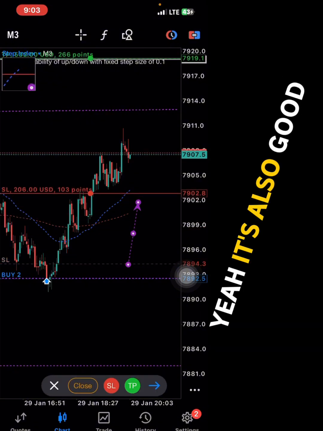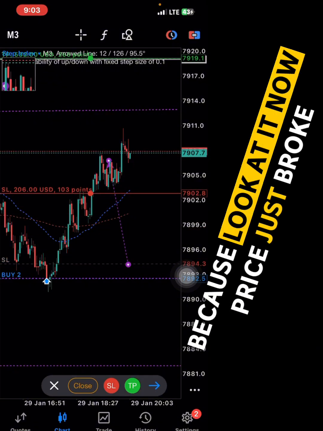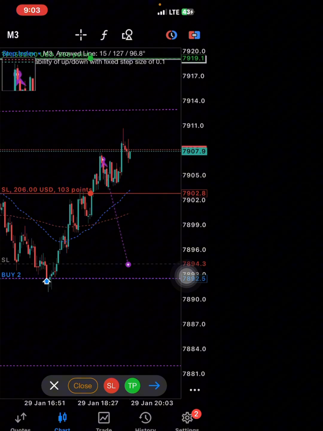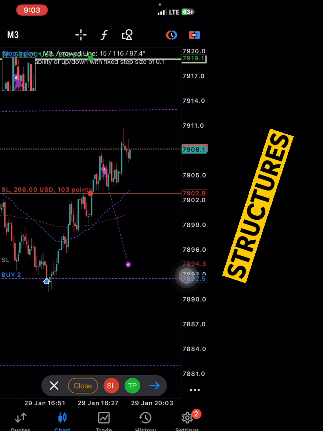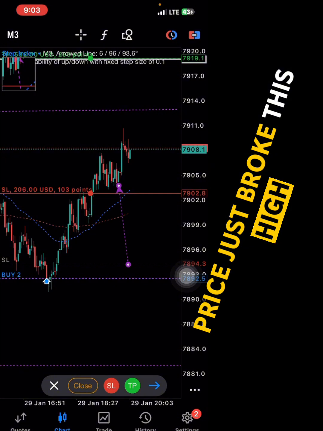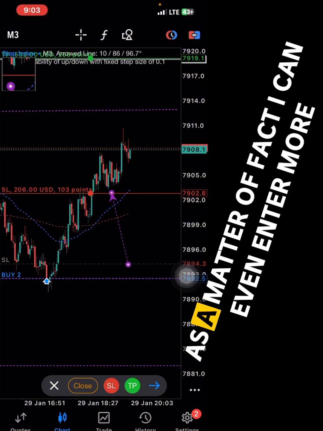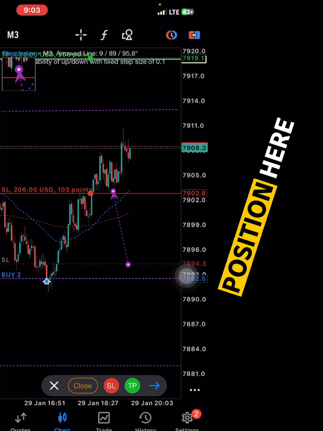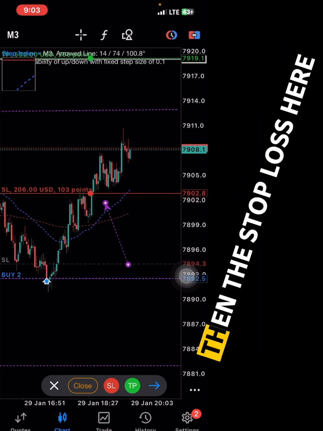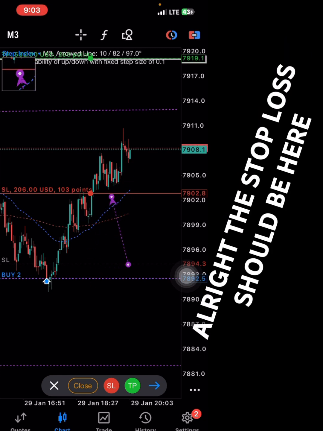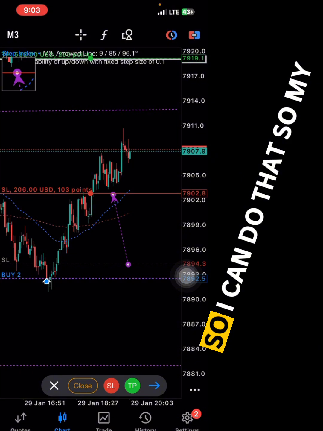Yeah, it's also good because look at it now. Price just broke this high. These are internal structures. Price just broke this high, and with aggression, look at the aggressive candle. As a matter of fact, I can even enter more position here. I can even enter another trade there. Then the stop loss should be here. So I can do that.